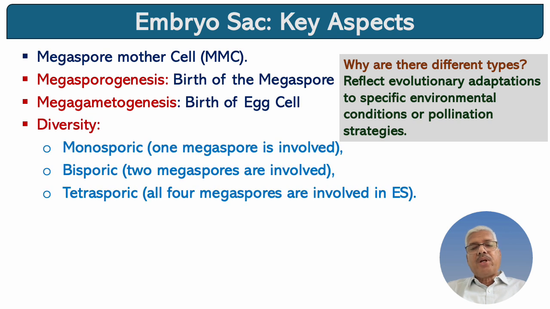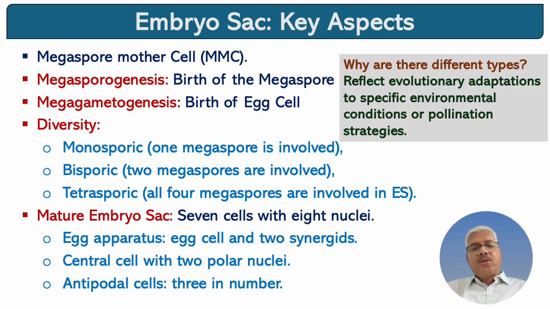There are different types of embryo sac development in angiosperms, classified based on the number of megaspores that contribute to its formation. For example, monosporic, where one megaspore is involved; bisporic, where two megaspores are involved; and tetrasporic, where all four megaspores are involved in embryo sac development. The embryo sac typically consists of 7 cells but contains 8 nuclei: the egg apparatus comprising the egg cell and two synergids, the central cell containing two polar nuclei, and the antipodals, which are 3 in number.